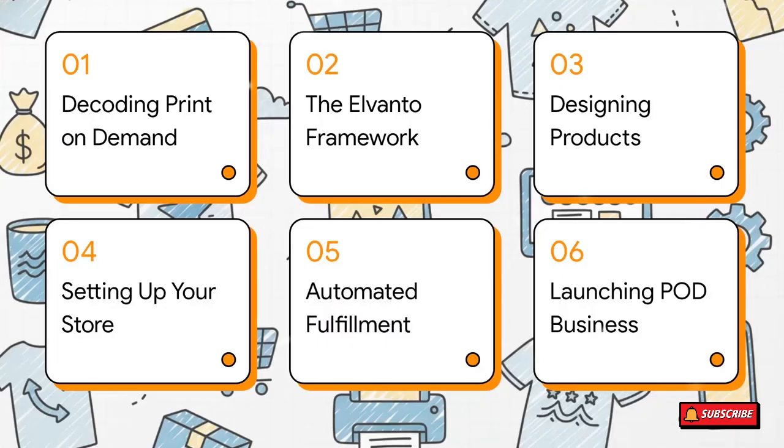To get you from an idea to a fully launched store, we have a really clear roadmap today. We'll be covering: 1. Decoding print on demand, 2. The Elvanto Digital Framework, 3. Designing your winning products, 4. Setting up your store, 5. The automated fulfillment process, and finally 6. Launching your POD business. Let's get right to it.